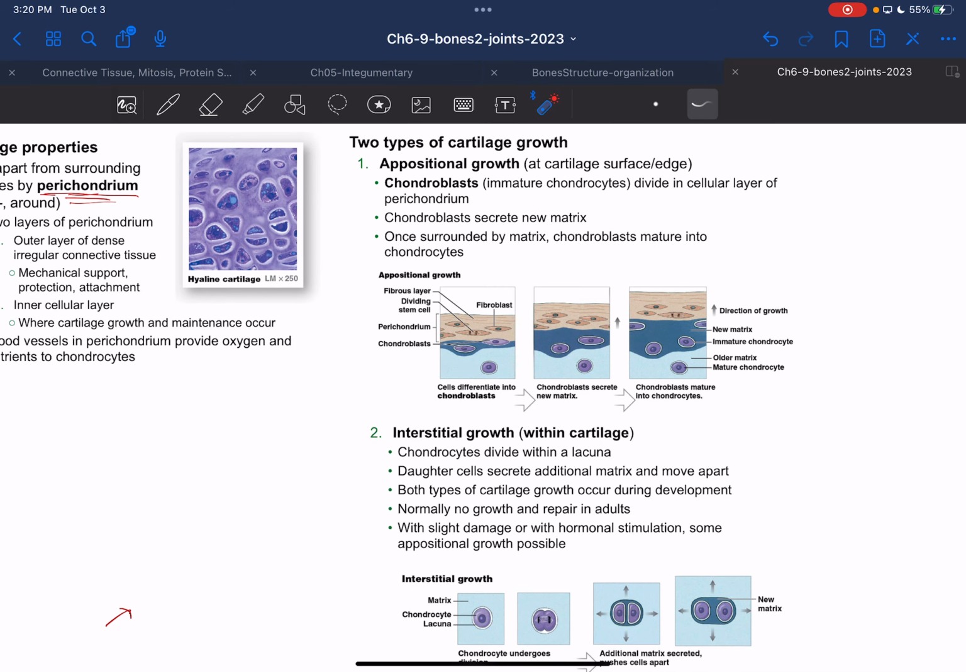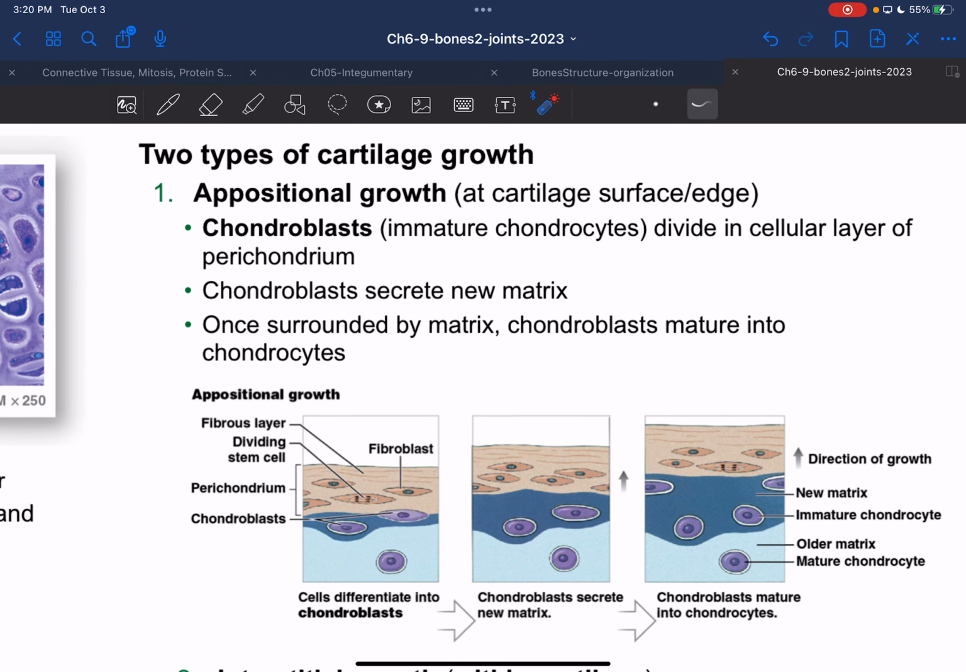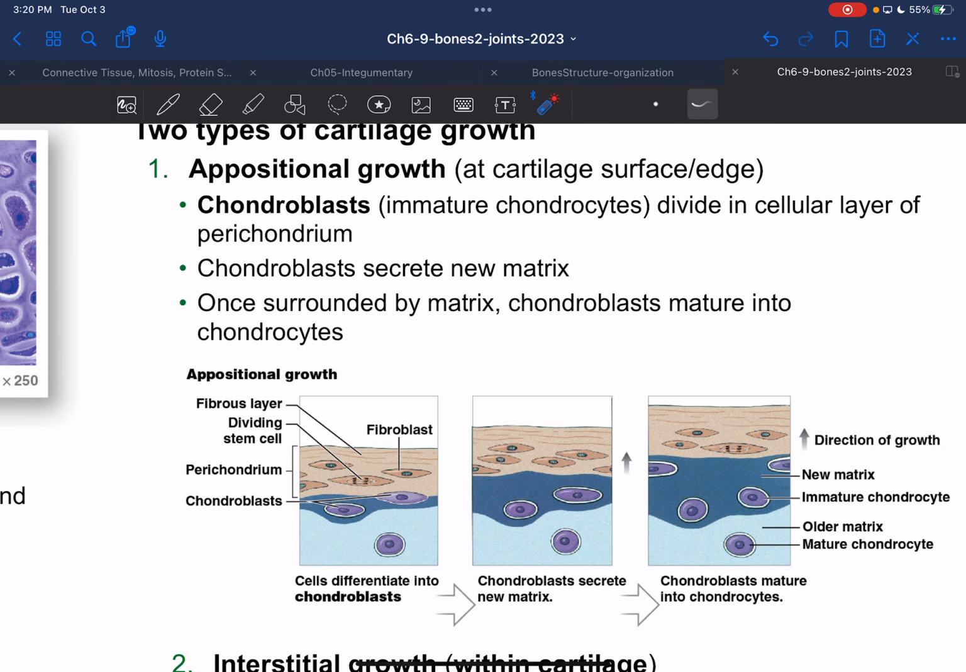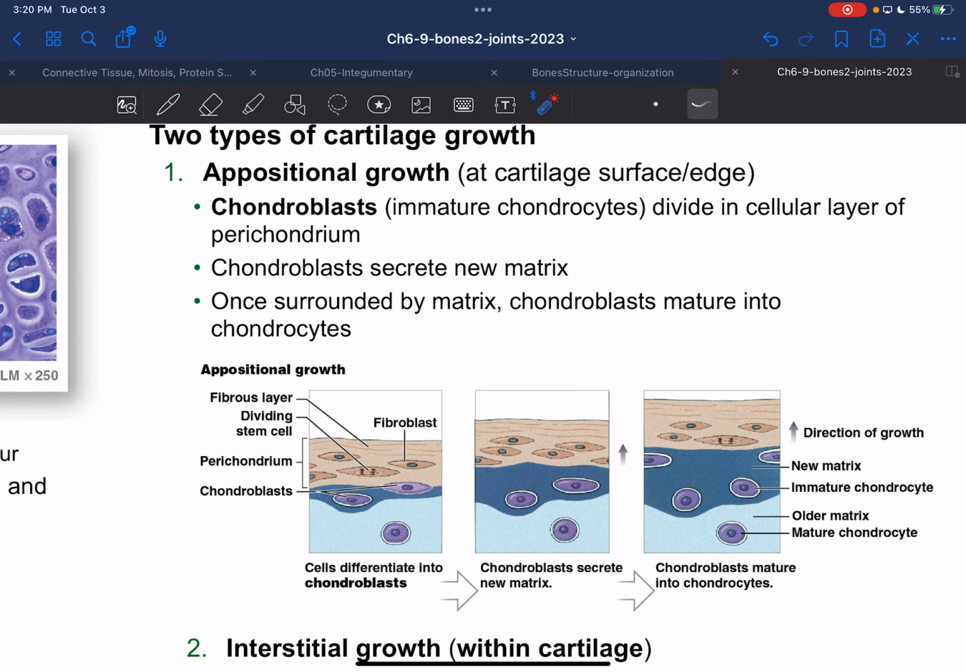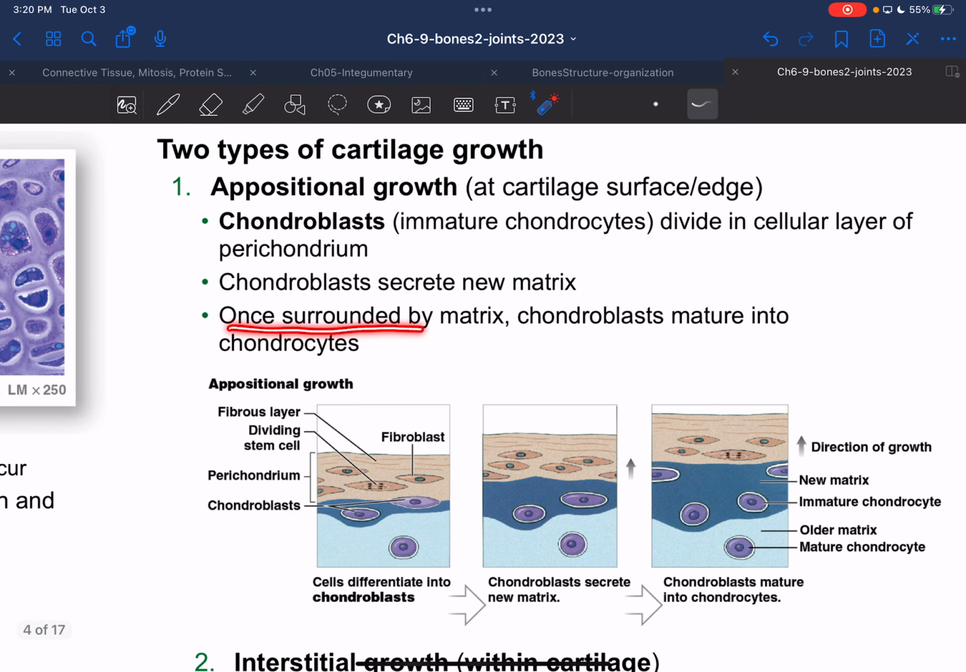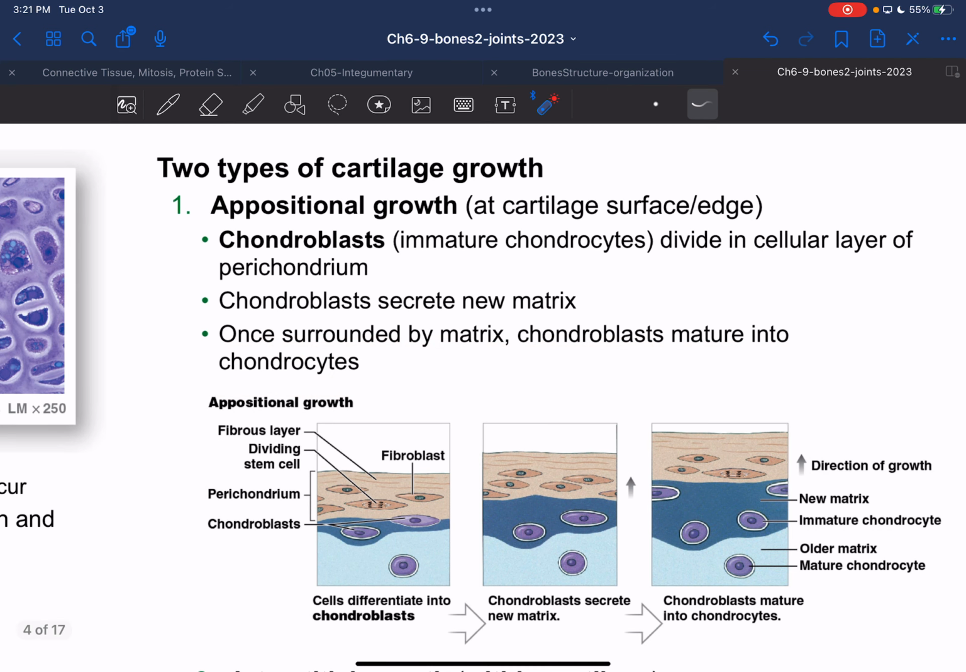And so understanding what chondrocytes are doing is going to be the same overall logic as osteocytes and osteoblasts. If it's called chondroblasts, that means that they're builders. And more than likely, we don't call them mature. When they turn into chondrocytes, we consider them mature. You can see once surrounded by matrix, chondroblasts mature into chondrocytes.